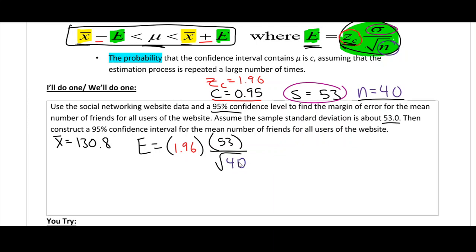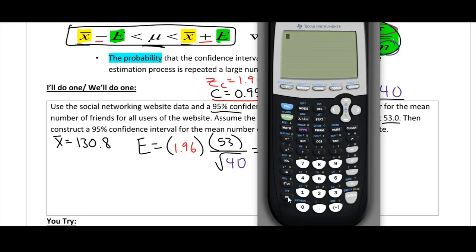This will help me calculate my margin of error. So this is going to be equal to 1.96. Let's open up my calculator here. It's going to be equal to 1.96 times, I'm going to put this in parentheses to make sure that I don't have any dividing problems or order of operation issues here. It's going to be 53 divided by the square root of 40. There we go.